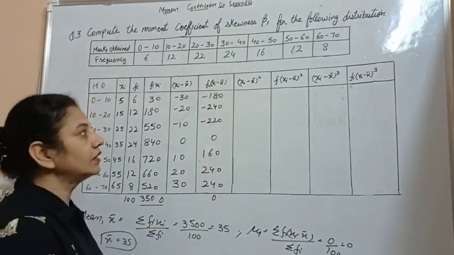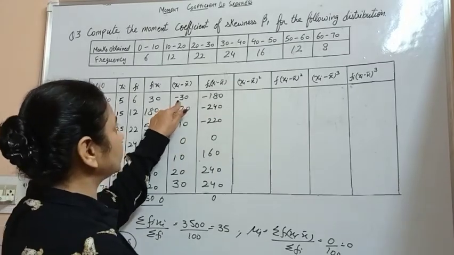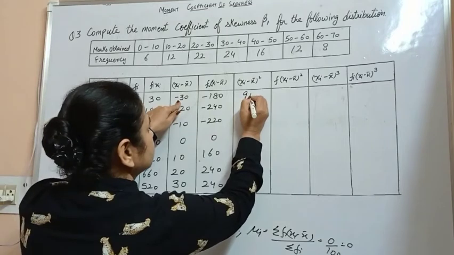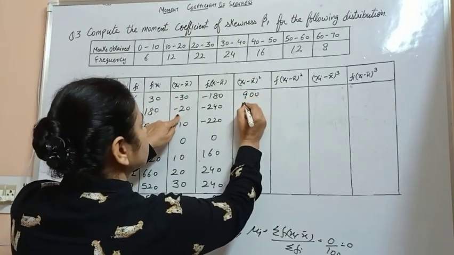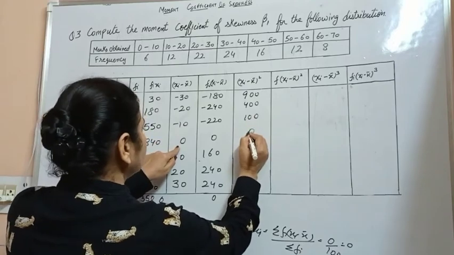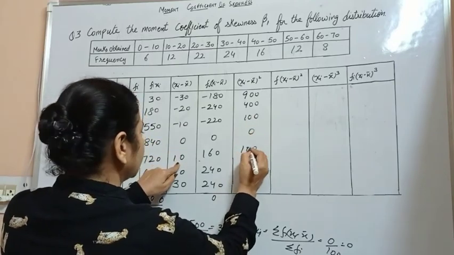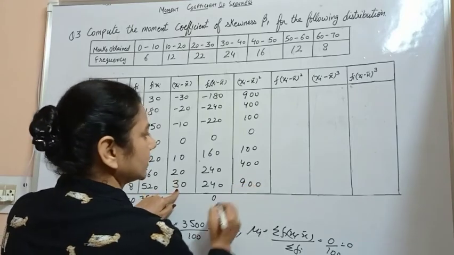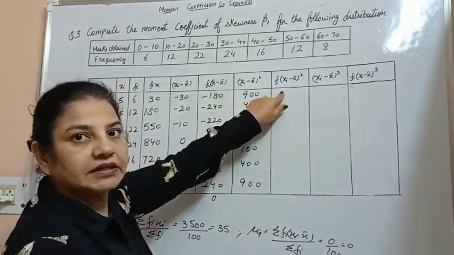Calculate for the second one. Second one means first we have to take the square of xi minus x bar, which gives me 900, 400, 100, 0, 100, 400, 900. 10 square is 100, 20 square is 400, 30 square is 900. Now multiply this by the frequency.